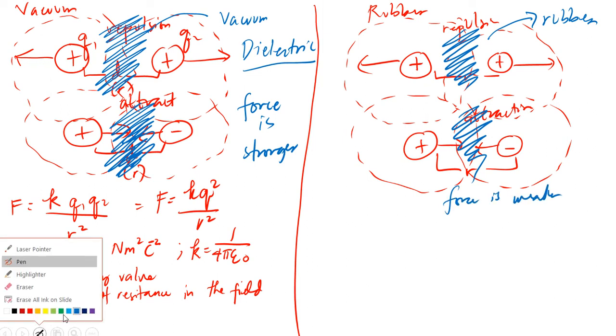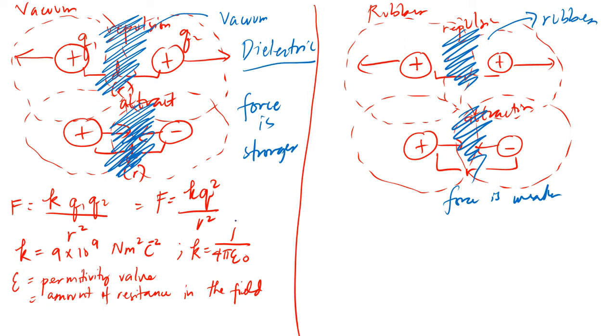So what is the value of epsilon naught? Epsilon naught is simply the permittivity of free space. Free space simply means vacuum. The value is 8.85 times 10 to the negative 12 Coulomb square per Newton meter square.